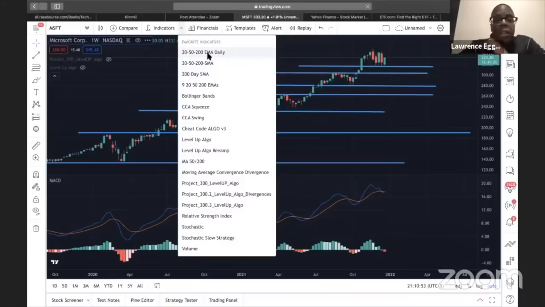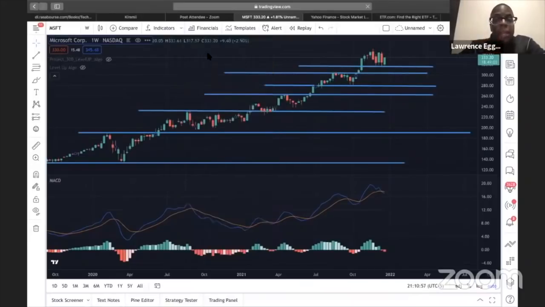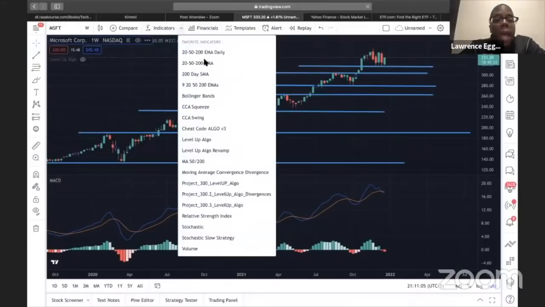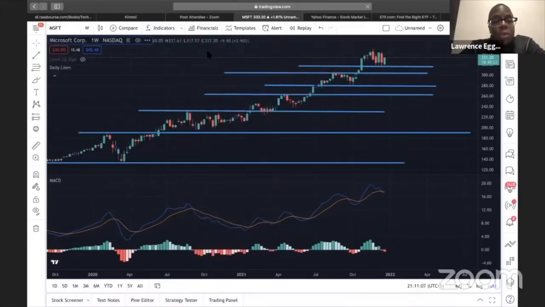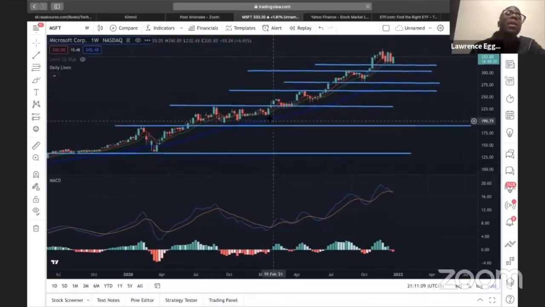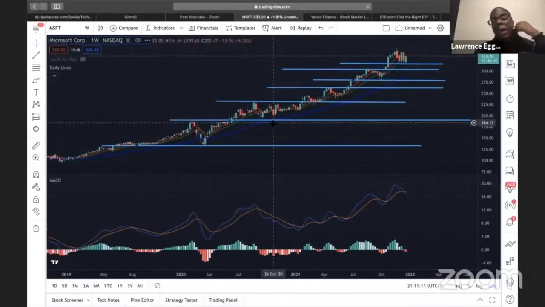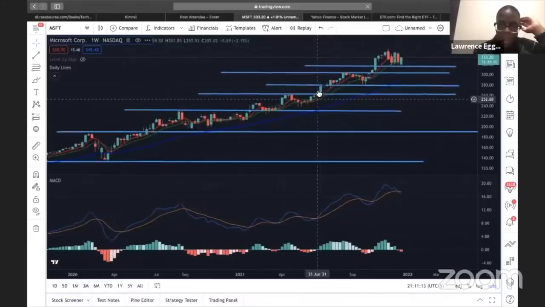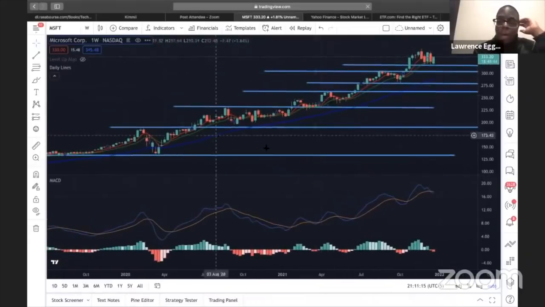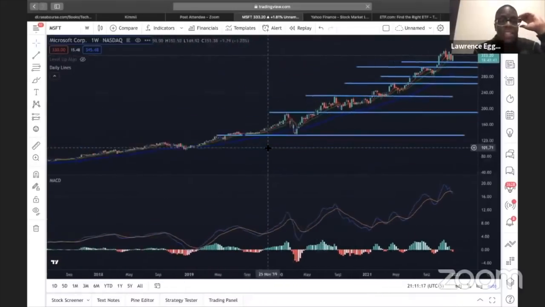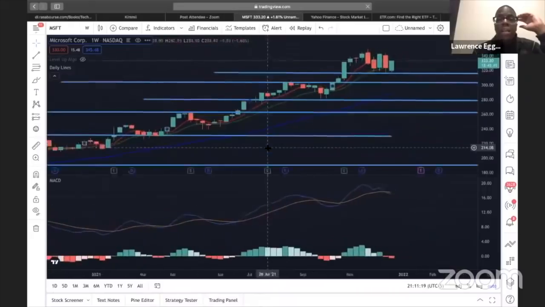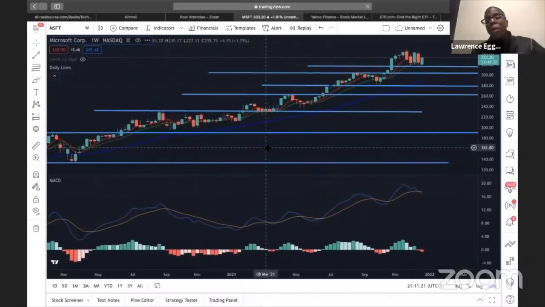Now this is something that's called a 20, 50 and 200 day EMA, daily. So a lot of times, let me remove an indicator that I have here, and I'm going to add on TradingView this 20, 50, and 200-day EMA. I'm going to show you guys exactly how to look at when a stock is actually going to move in a downward direction.